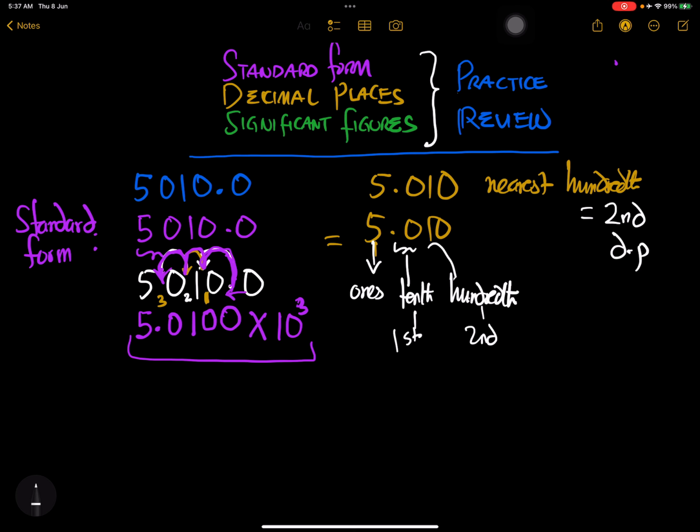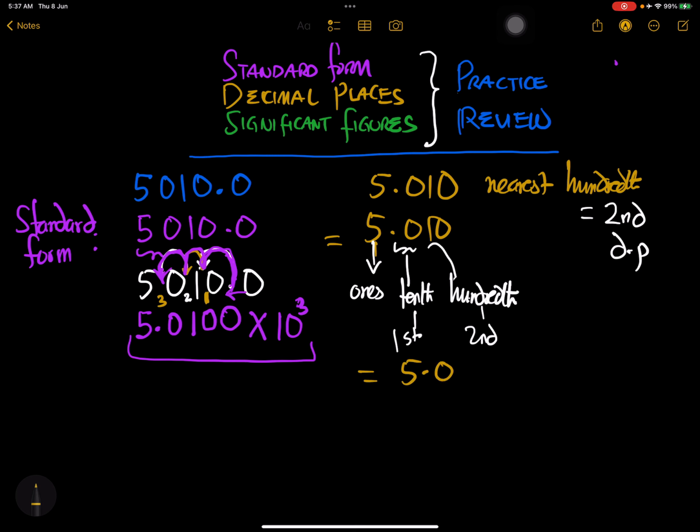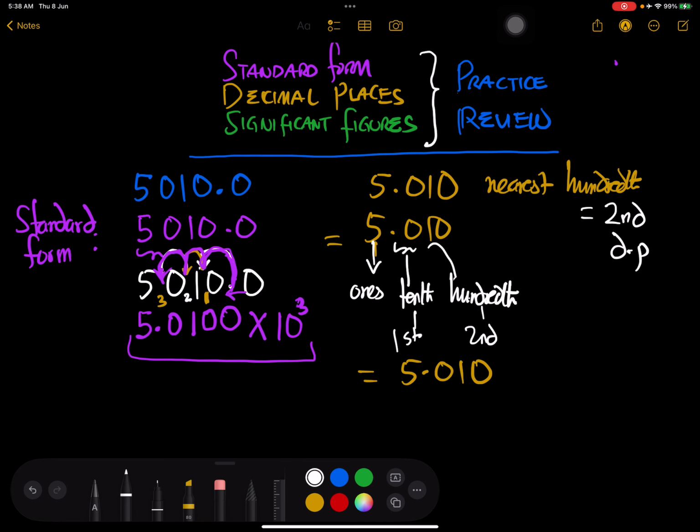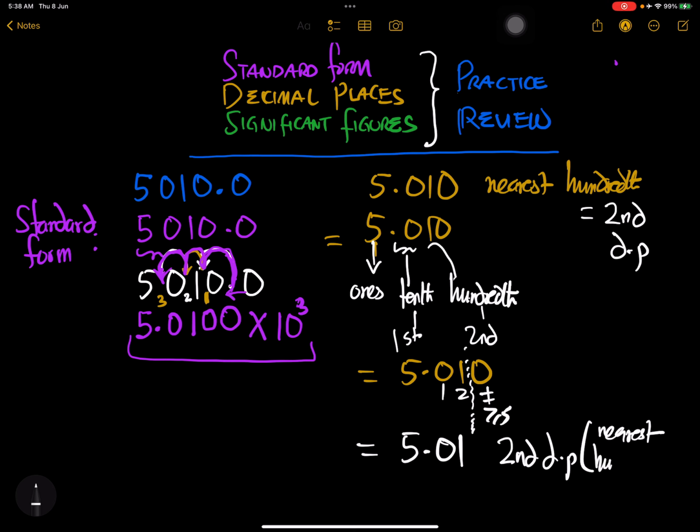So we are going to write this again. We have 5.010. Because this is the first and this is the second, which is the hundredth, we drop a line here. The number here is not greater than or equal to 5, so we leave it as is. So we're going to have 5.01 to the second decimal place, or to the nearest hundredth.